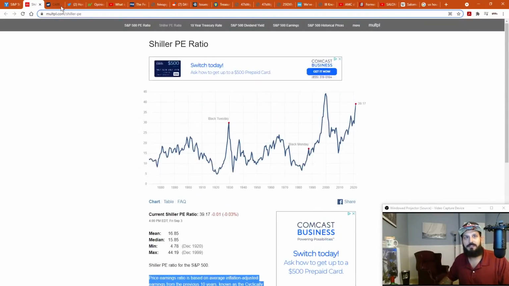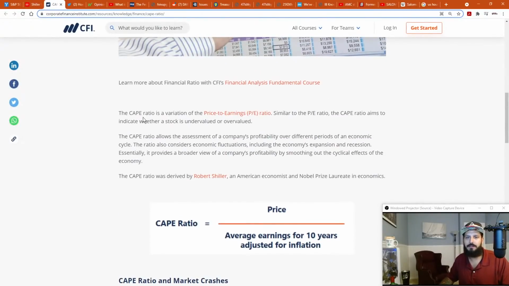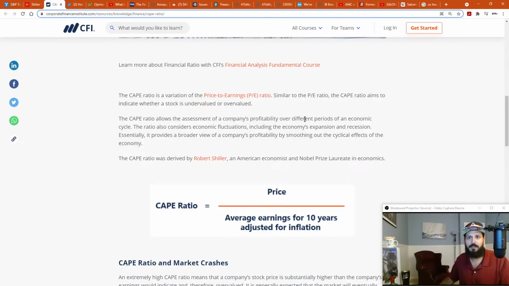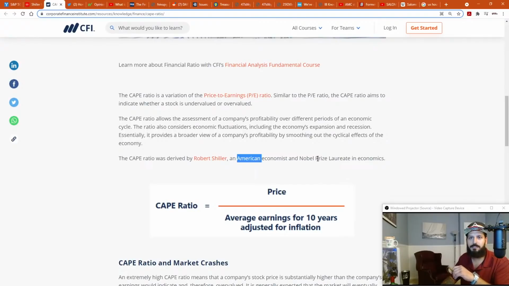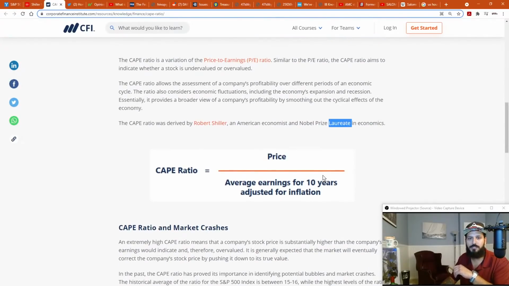Okay, and I'll explain why this is super bullish for AMC and GameStop and not bullish for the rest of the economy. So it's a variation of the price to earnings, similar to PE, except CAPE ratio, also known as Shiller, is used to indicate whether a stock is undervalued or overvalued. And in this case, we're using it on the S&P 500. Pretty simple. So it's an assessment of the company's profitability over different periods of economic cycle. It considers economic fluctuations, economic expansion and recession, which we're all seeing right now, essentially provides a broader view of companies' profitability by smoothing out the cyclical effects of the economy. And it was derived by Robert Shiller, an American economist and a Nobel Prize laureate in economics. So this guy knows his stuff.